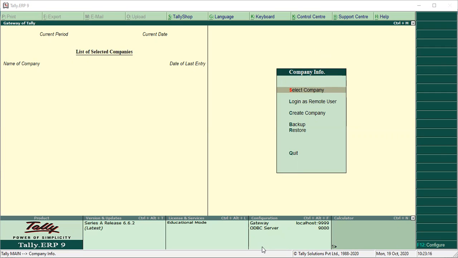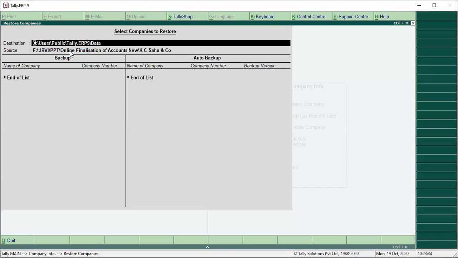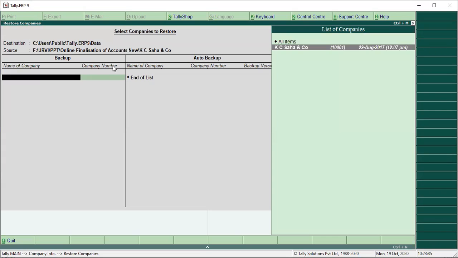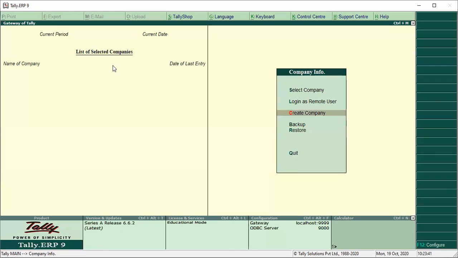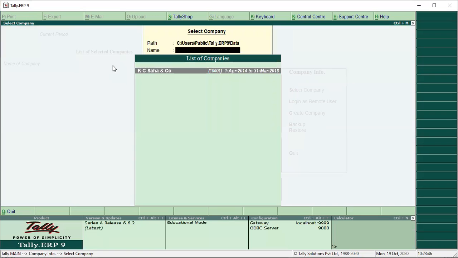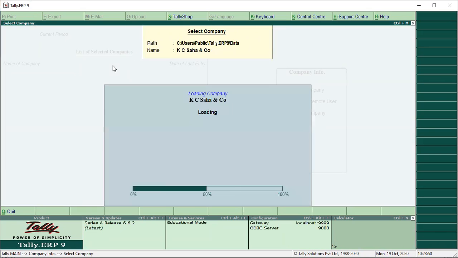The first point is you have to copy your path. Where is your account? Where is your data? So you have to copy your path, that is Alt C, and you have to go to Tally and restore it. And you all know how to restore, you have to restore the data. This one is Keshi and Shah company. We have already restored it, so we have to select the company. This is the only one company, that is Keshi and Shah company. Okay.